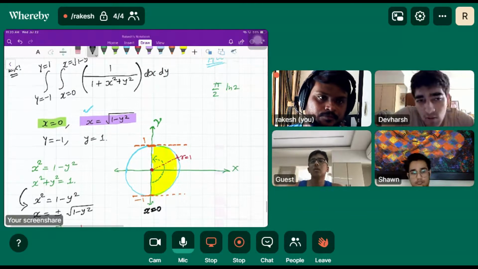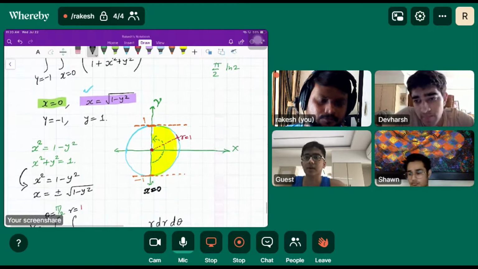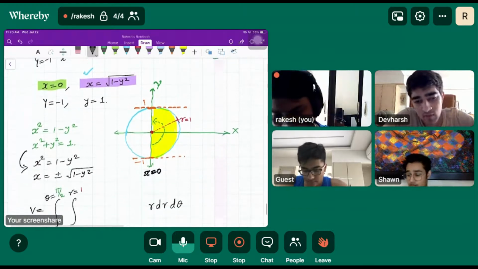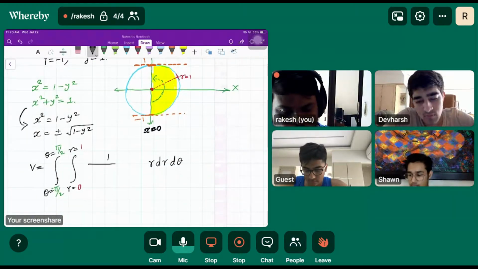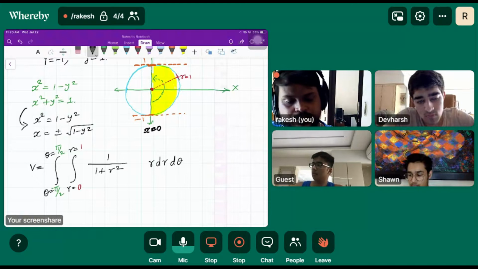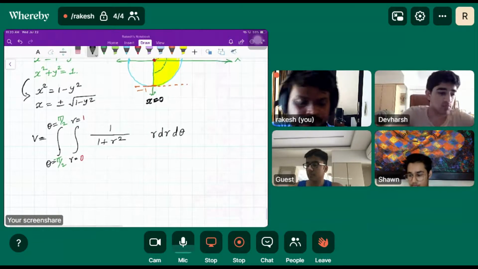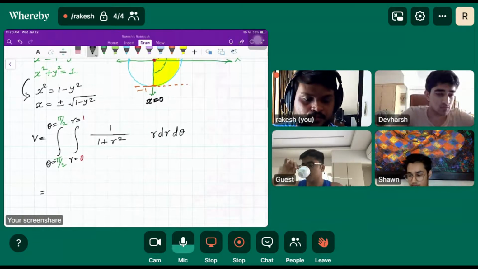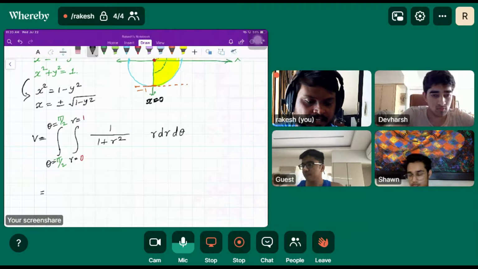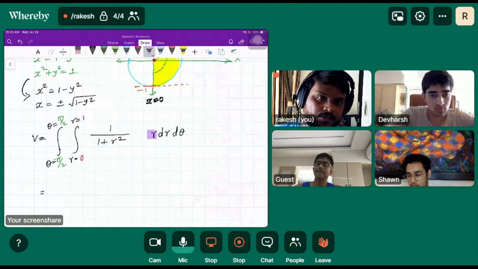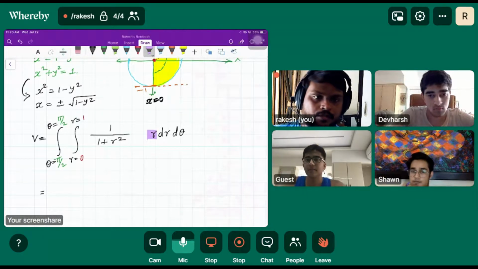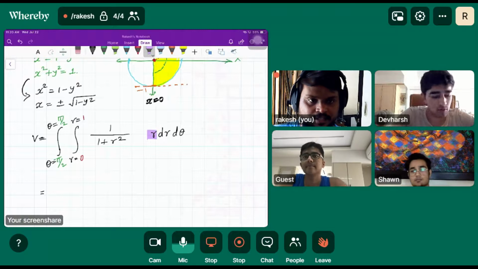No, just make it 1 over 1 plus r square. Yes. So 1 over 1 plus r square. Okay. Now what happened? If you observe, I have written r here. So if you go for u substitution, the problem becomes very easy then.